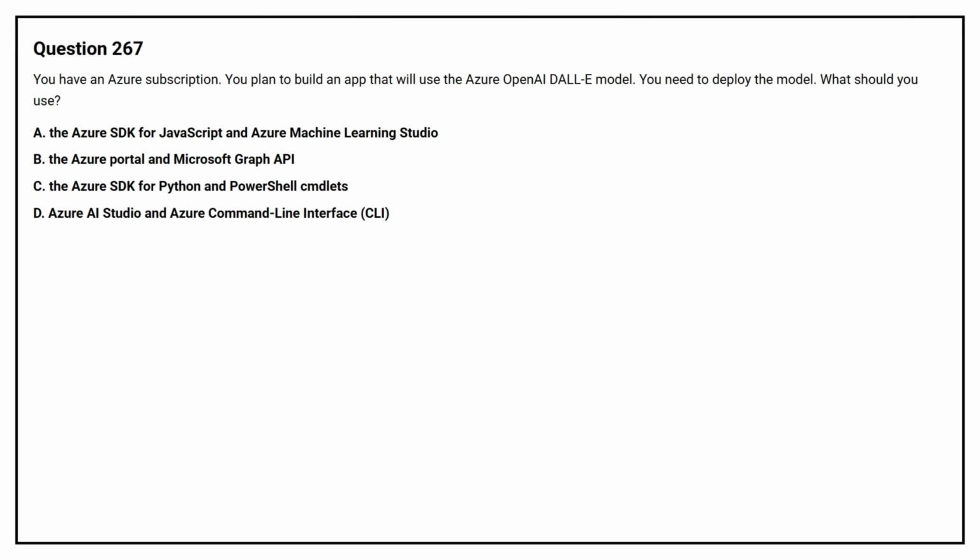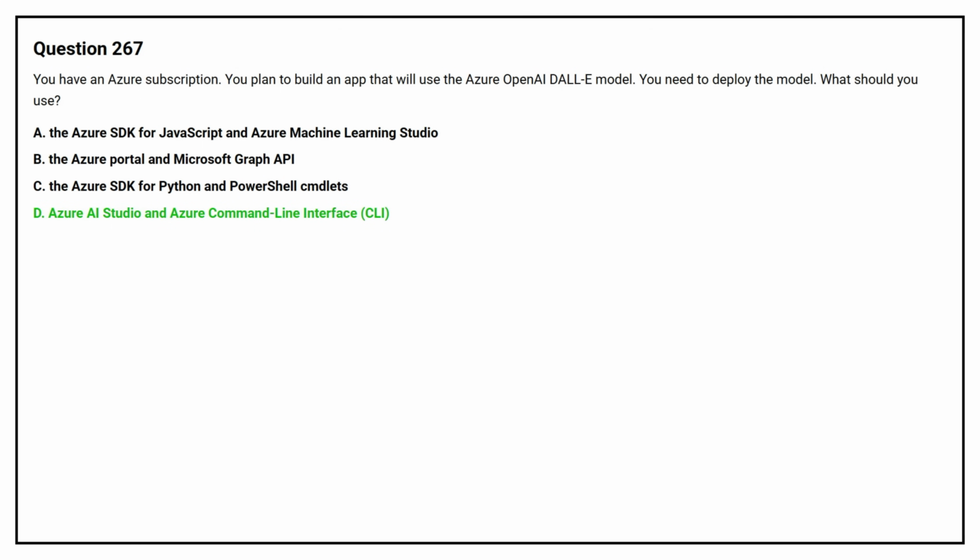Option A, the Azure SDK for JavaScript and Azure Machine Learning Studio. Option B, the Azure Portal and Microsoft Graph API. Option C, the Azure SDK for Python and PowerShell cmdlets. Option D, Azure AI Studio and Azure Command Line Interface, CLI.